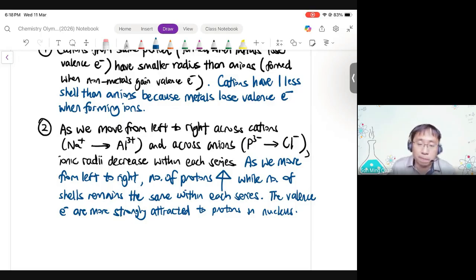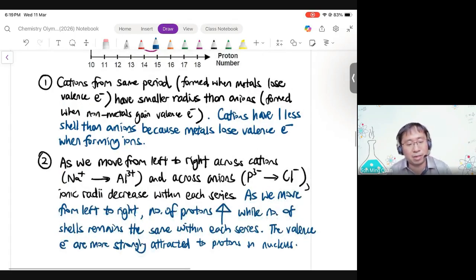So, for example, the valence electrons in Al3+ are more strongly attracted to the protons in the nucleus than Na+. For Cl-, the valence electrons are more strongly attracted to the protons in the nucleus compared to P3-. Comparing cation with cation, anion with anion, you can only compare within the series, okay? Not across cation and anion.